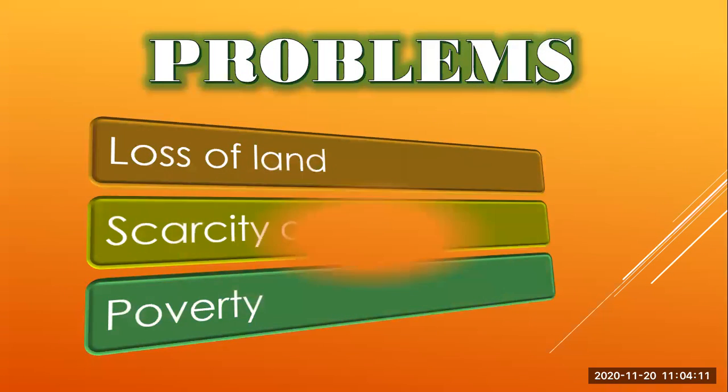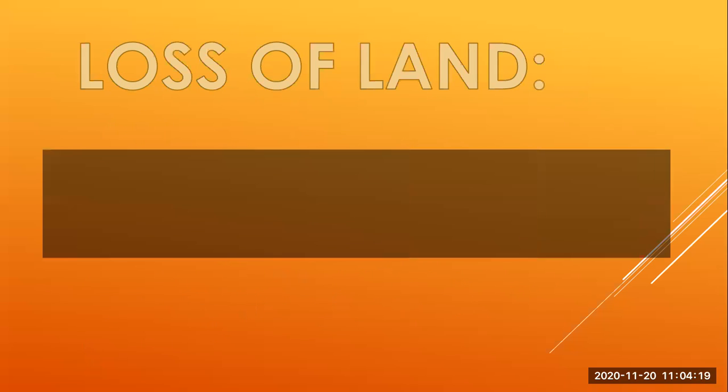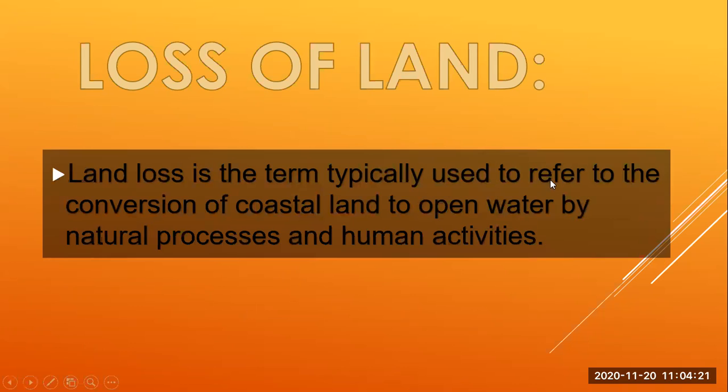Now here are some of the problems in agriculture. Loss of land, scarcity of water, and poverty. We're going to discuss them one by one. Loss of land is the term typically used to refer to the conversion of coastal land to open water by natural processes and human activities. It means land can be lost for many reasons, including human activities. We need a proper kind of land for growing crops. So sometimes land can be lost due to some activities, or if it is not treated well, it can be lost.